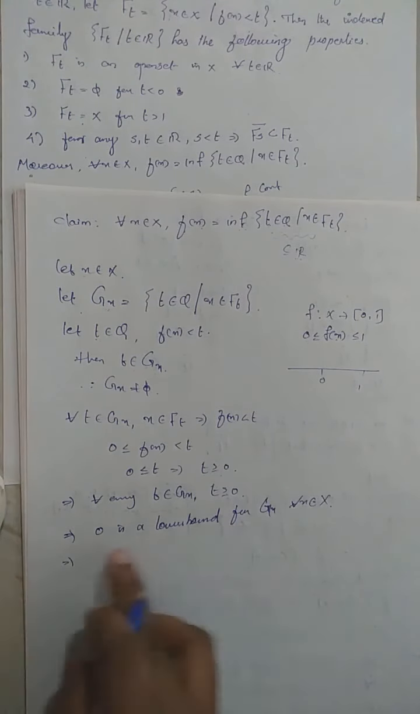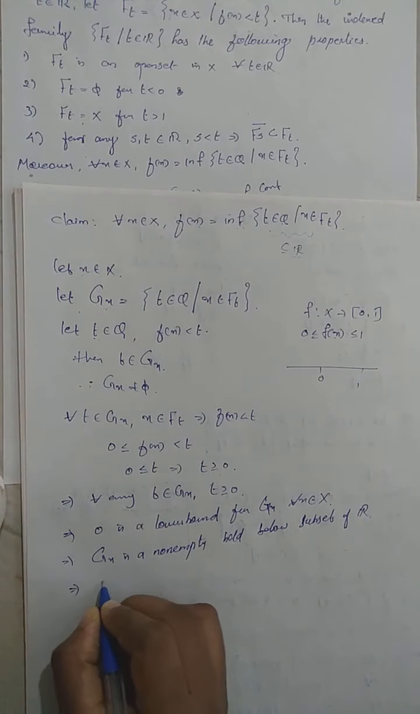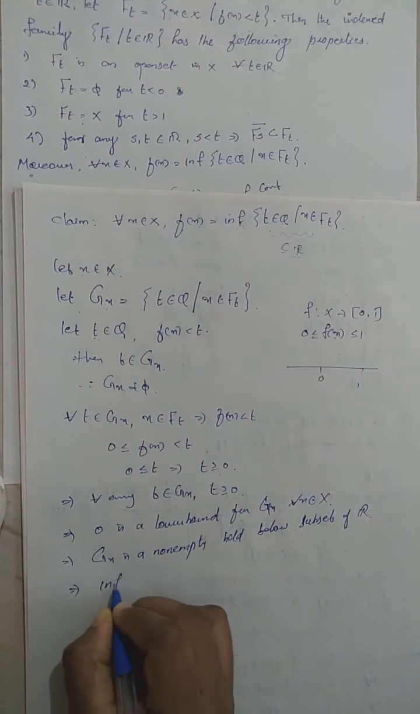You know, by the completeness property of R, every non-empty bounded below subset of R has an infimum, which implies the infimum of gx exists in R. So the infimum of gx exists in R means the infimum of gx is a real number, which implies the infimum of gx is equal to some y, where y is a real number. So take y equal to the infimum of gx.